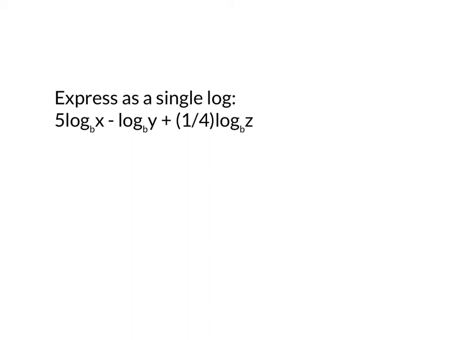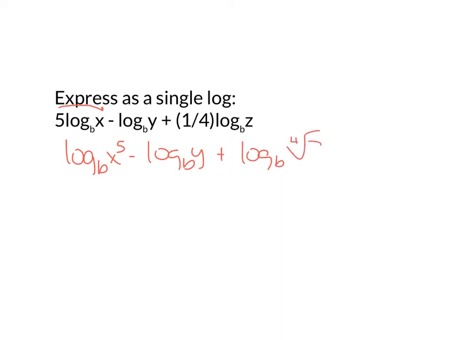Going backwards this time, expressed as a single log. What I see, first of all, is a 5 in the front, which means it's the exponent on the x. Minus log base b of y. I see a 1/4 in the front, which means it's the exponent on the z. Remember, 1/4 power, the bottom is the root, so it's really this.